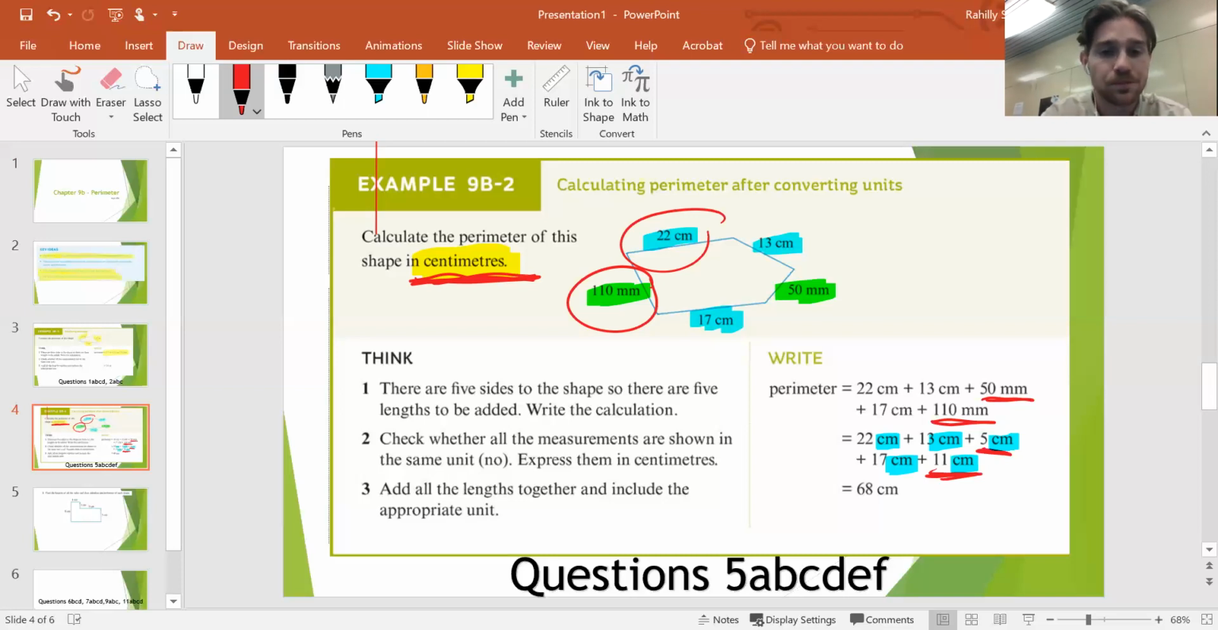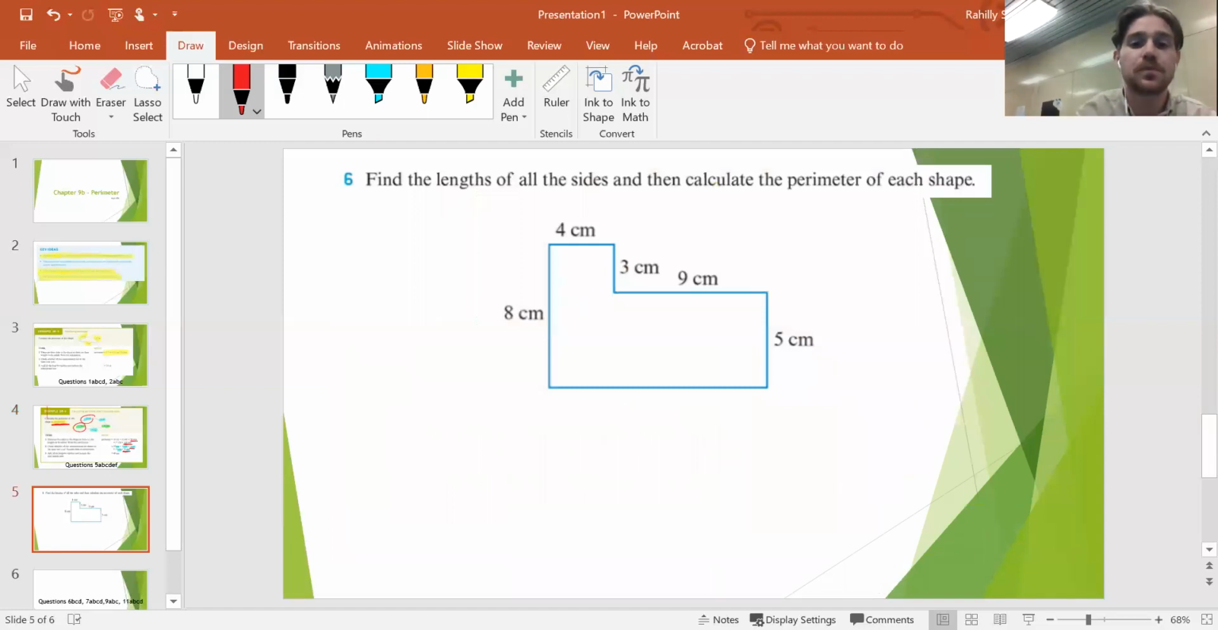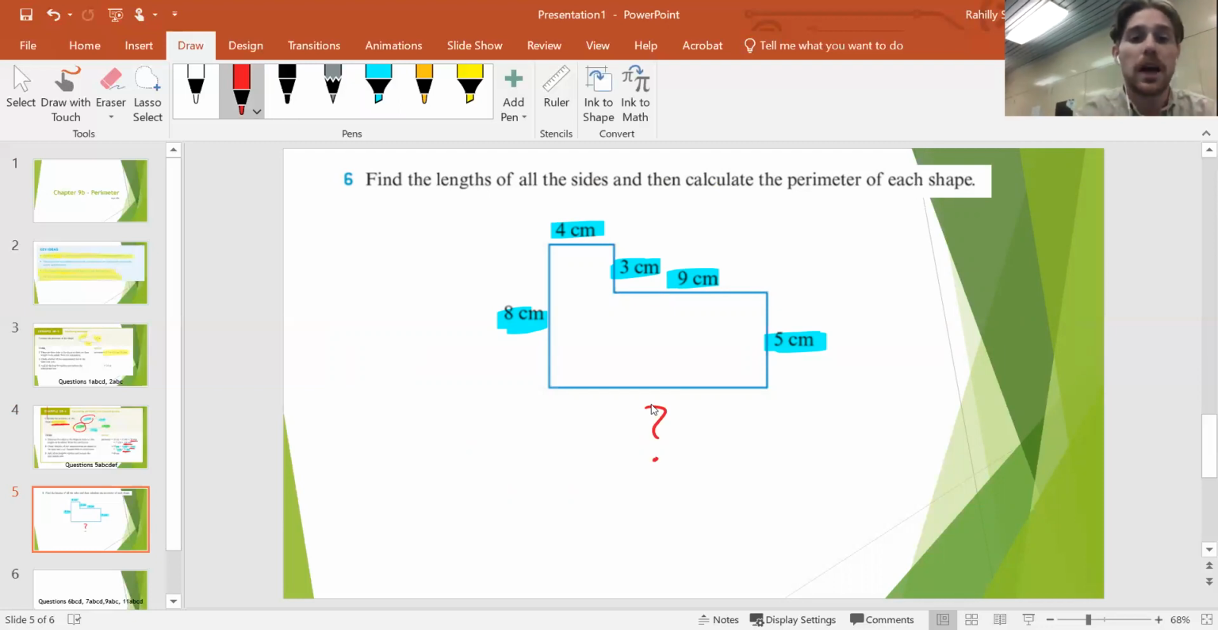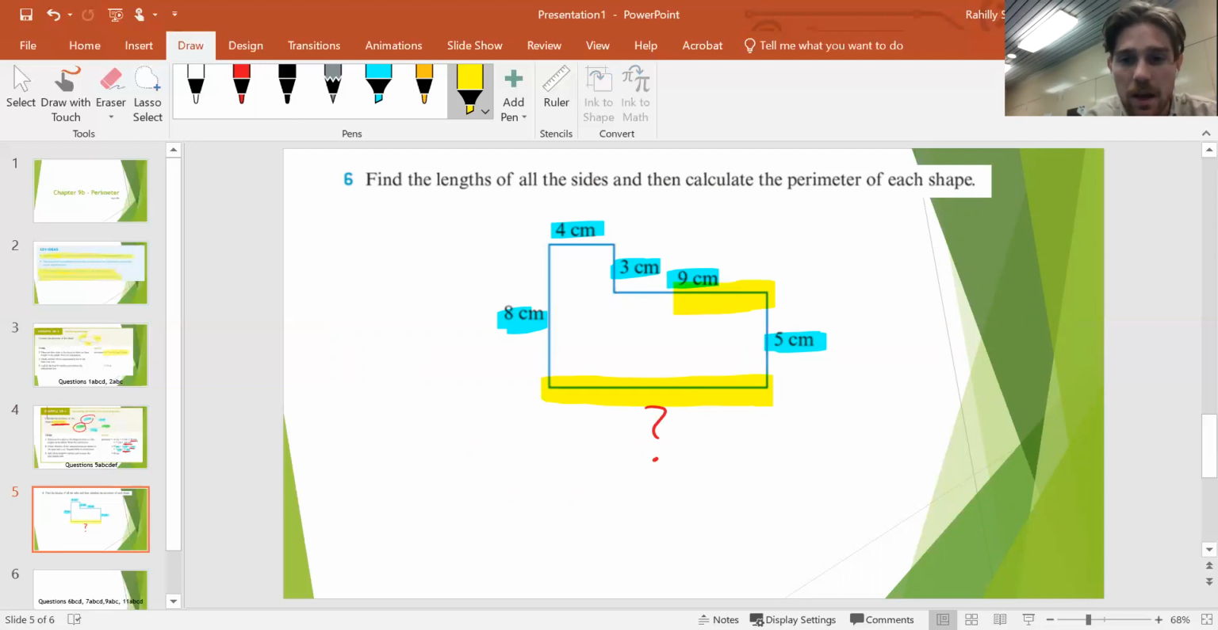I've got one more example, and this one's a little bit more difficult. It's taken straight from the textbook. We're finding the lengths of all the sides and then calculating the perimeter of each shape. That means there are a couple of lengths that are unknown. We've got 1, 2, 3, 4, 5, but it's actually a 6-sided shape, so we don't know what this length is yet. To work it out, that yellow distance is actually the same as this one plus this one.